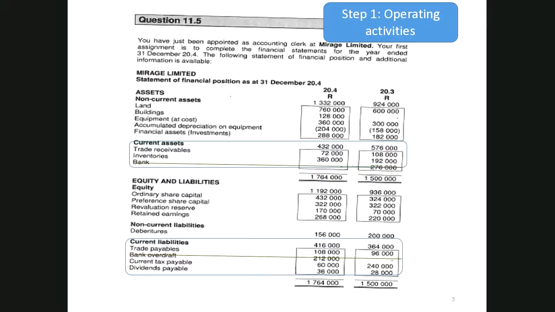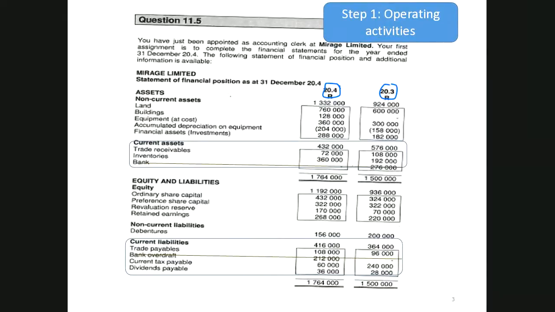Okay, so they've given us a statement of financial position. Now, the statement of financial position has got the current year's balances and the prior year's balances, which are your opening balances at the beginning of the current year. Please make sure you take note of which is opening and which is closing.